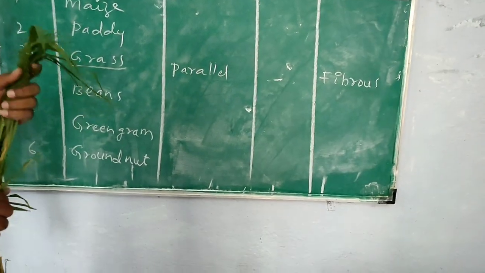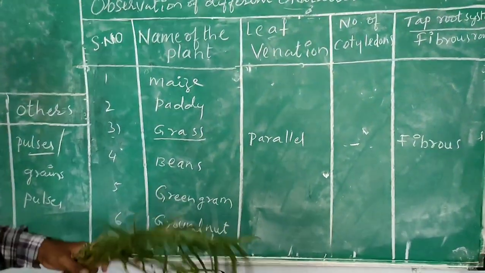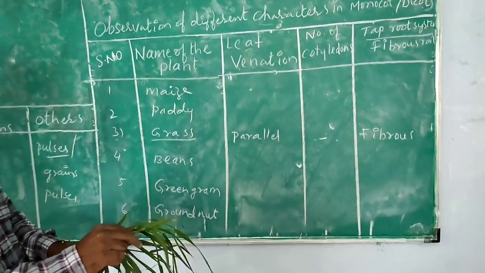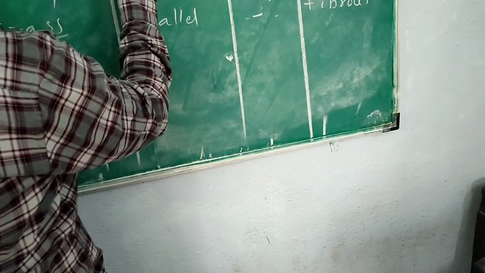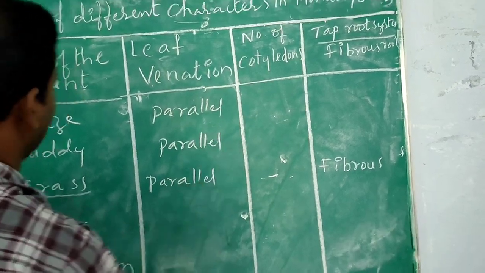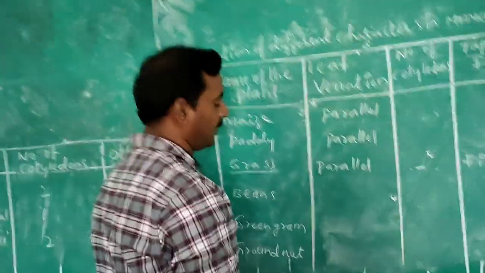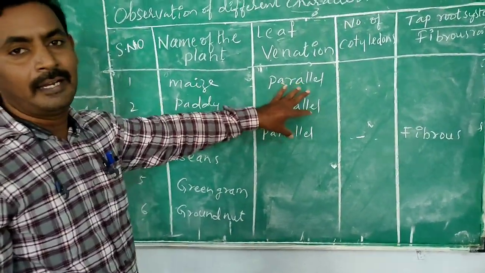Depending on these grass plant characters, we also write about the other plants. Maize plant leaves also look like grass plants, as well as paddy leaves. So these two plants, maize and paddy, also have parallel venation. We have seen maize and paddy plants many times, so they are very well known plants. That's why I write here, because I don't have maize or paddy plants, but they have parallel venation.